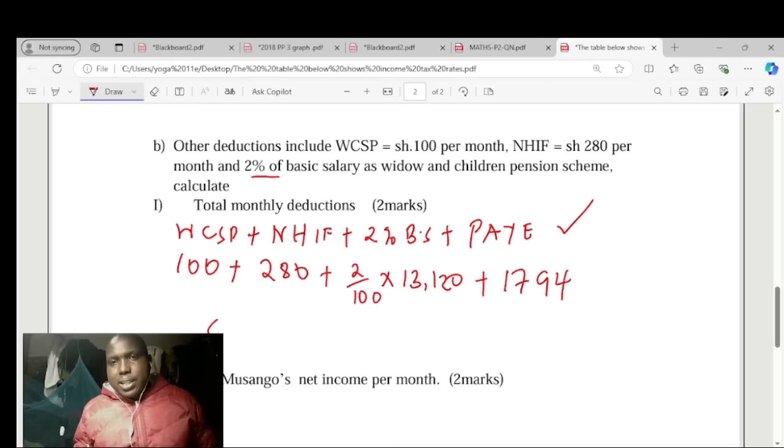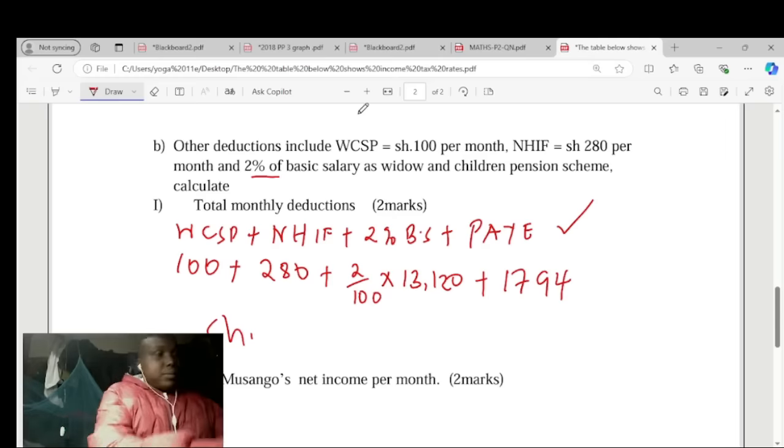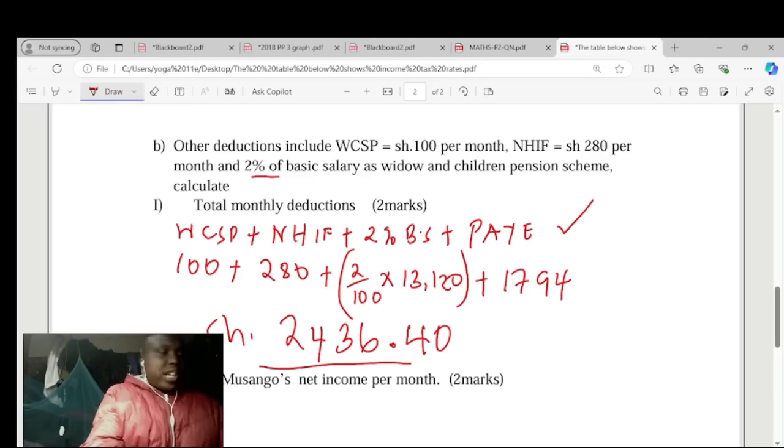So now total deductions will be Kenya shillings 2,436.40. That is the total deductions.